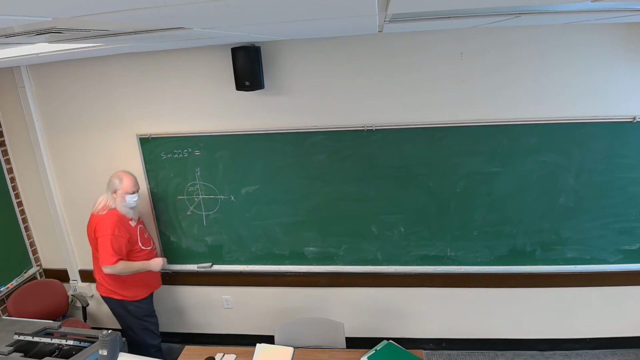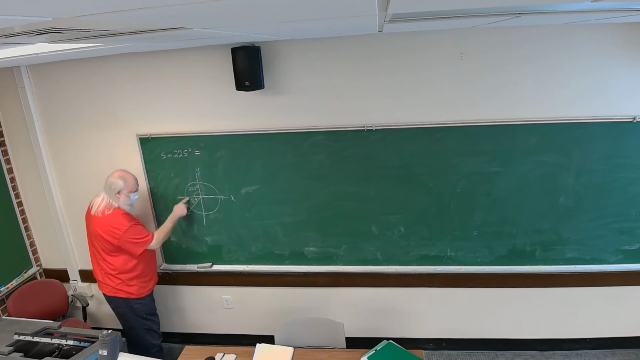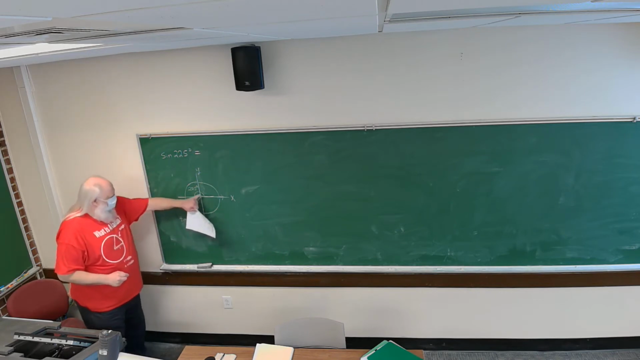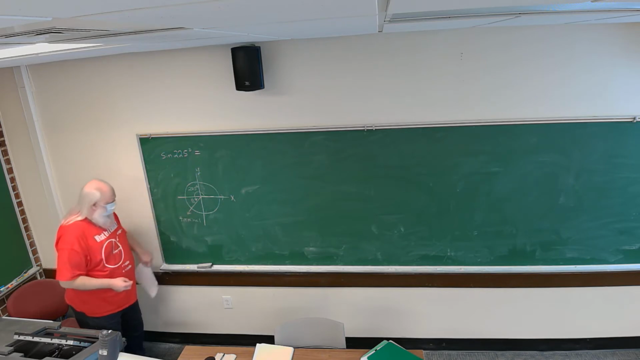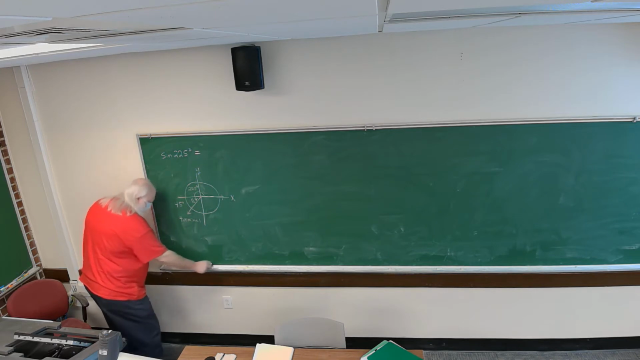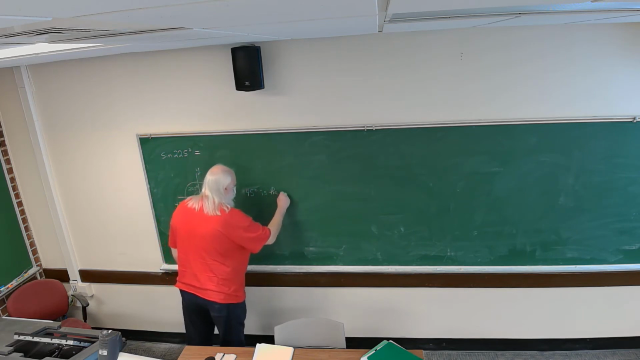Well, 1/2 revolution is 180. Right? This is the acute angle between the terminal side and the negative x-axis. If 1/2 revolution is 180, what's this acute angle between the negative x-axis and the terminal side? 45 degrees. So 45 degrees is the reference angle.